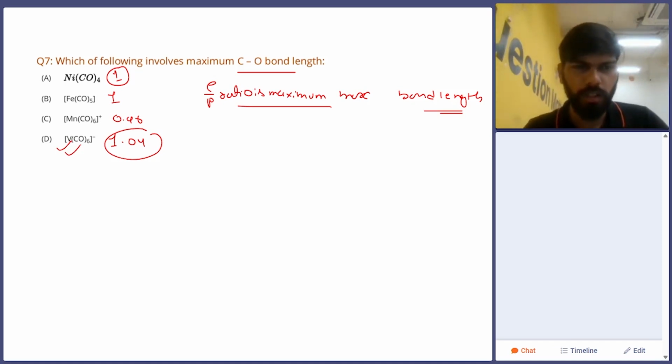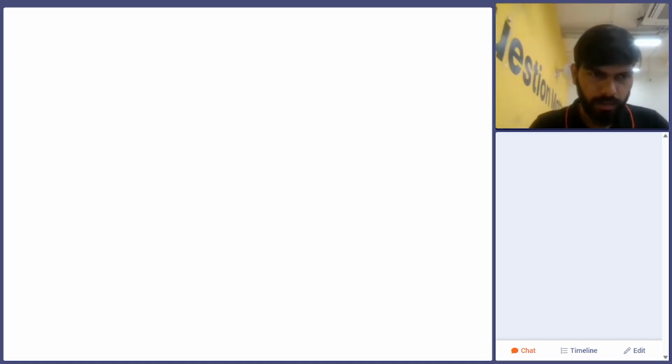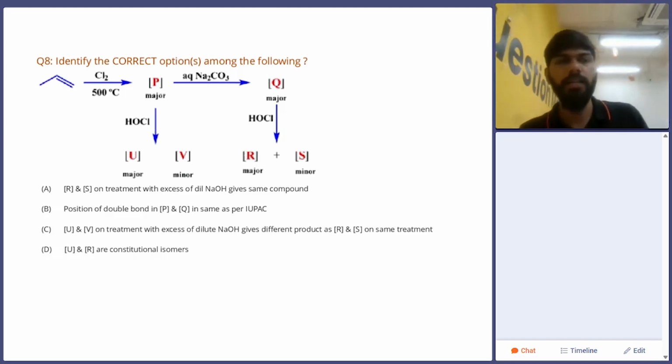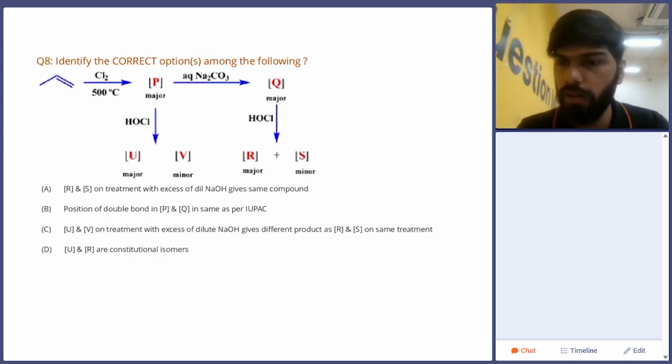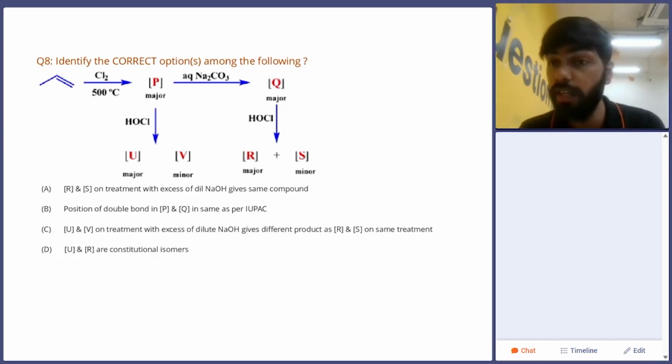Correct. Very easy question. Next question, class. Identify the correct option among the following. So we have to identify which one is correct and which one is not correct.